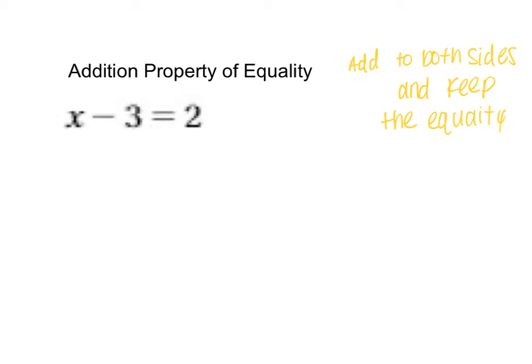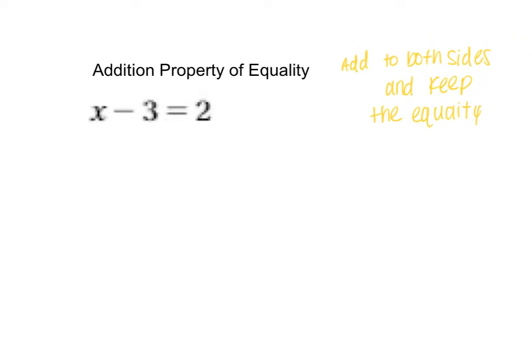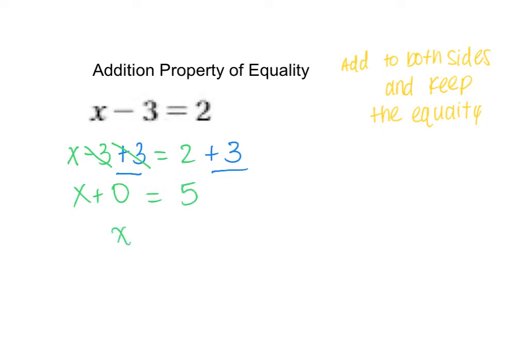Okay, so for example, we've got x minus 3 equals 2. What the addition property of equality states is we can write it as x minus 3 plus 3 equals 2 plus 3 on the right. All I did here was add 3, using blue, to both the left and the right sides. Now our equation becomes: minus 3 plus 3 becomes 0, so x plus 0 equals 2 plus 3, which is 5. So now we know x equals 5.